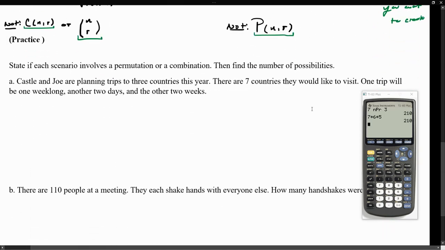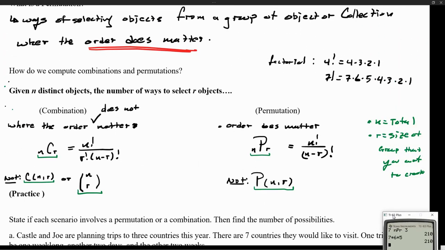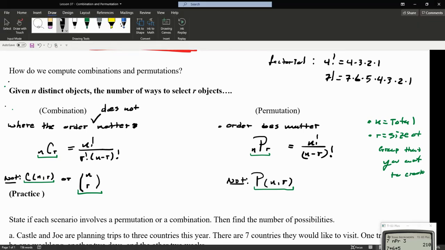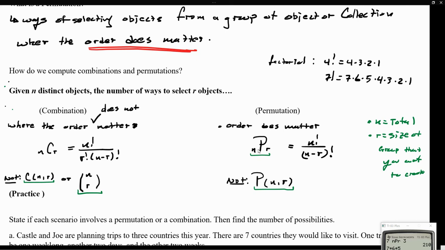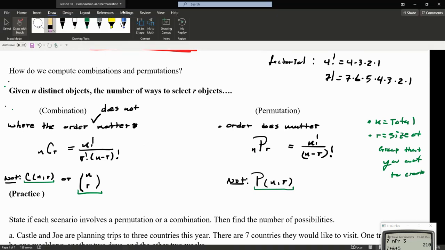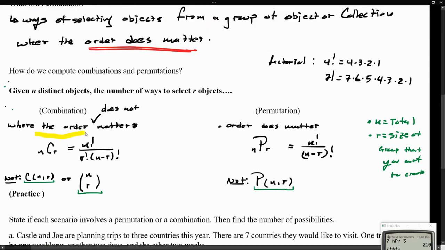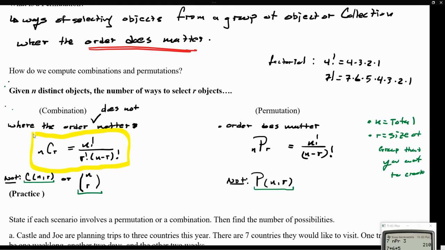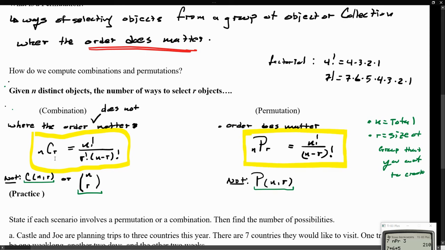Now that we have explained the idea of a combination, the idea of a permutation, the difference between the two, and we have an actual formula that we can use to define the combination and permutation, and also we have used a calculator, let's do 2 more examples. Let me highlight here the formulas for each one of those. Let's take a look at 2 examples now.